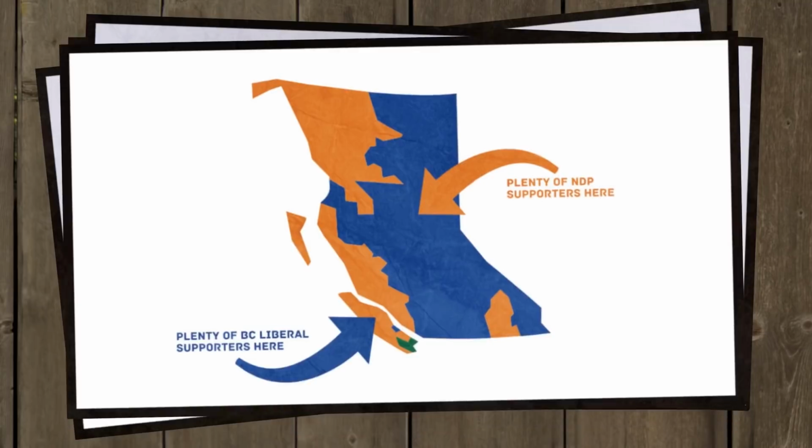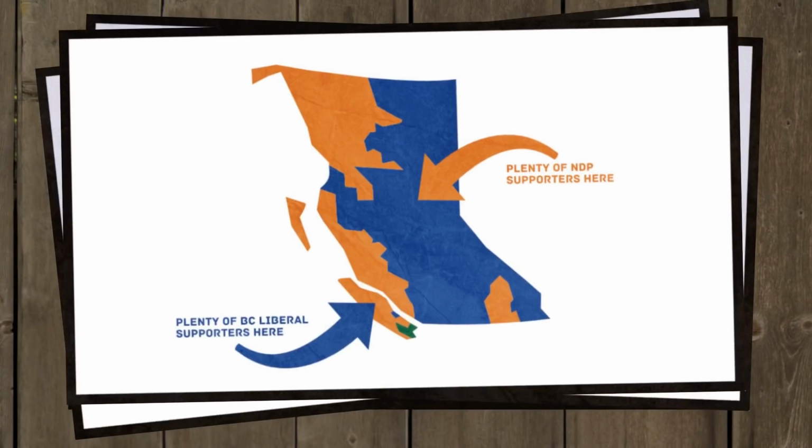First-past-the-post also exaggerates regional differences. It causes large regions of the province to be represented by only one party. This can happen even if half the voters in these areas supported other parties.